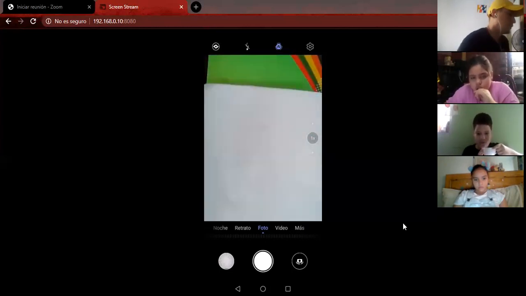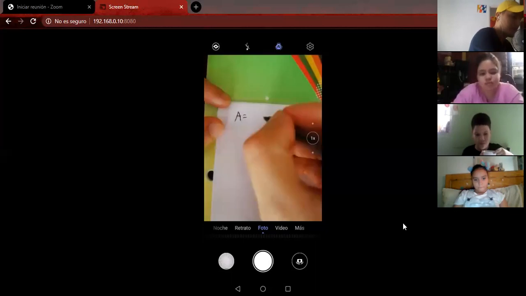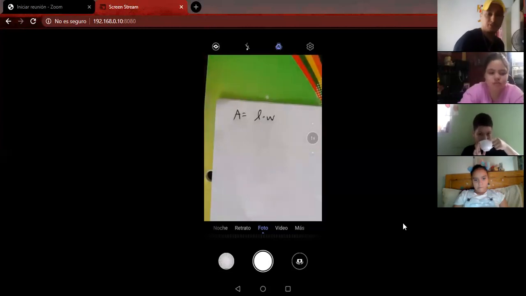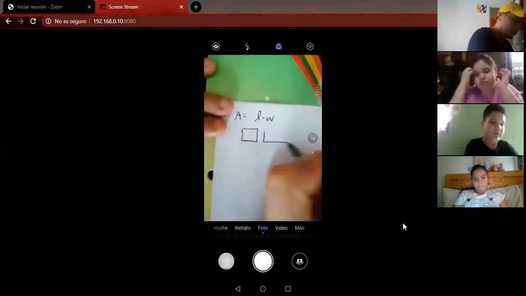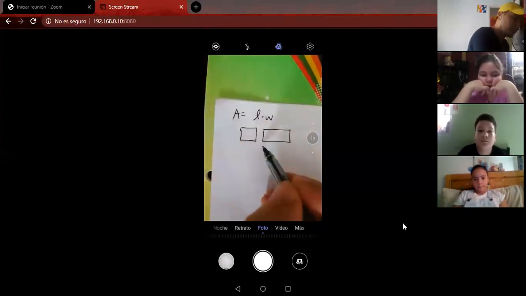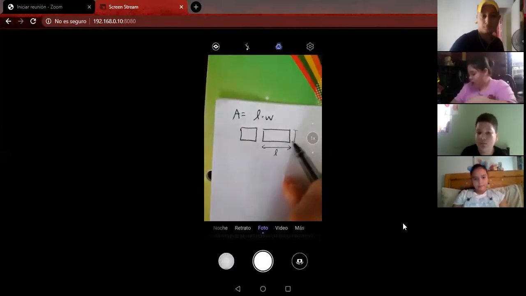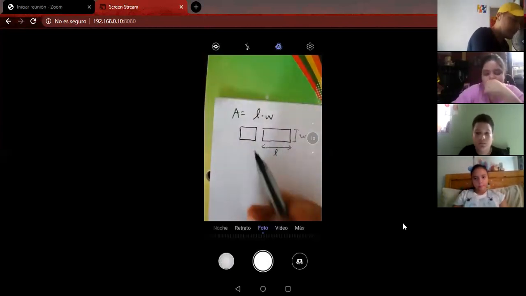So, let's start. The first formula I'm going to know is length times width. This formula is for squares and rectangles. What is length? Length in Spanish is largo, and width is ancho, right? So in this case, for example, in my rectangle, this is my length, and this is my width. In a square, pues como todos los lados son iguales, no importa, ¿verdad? Aquí puede ser length, y este puede ser width.